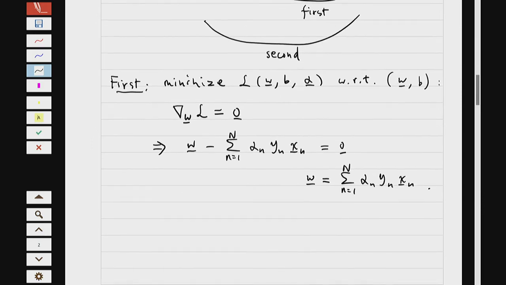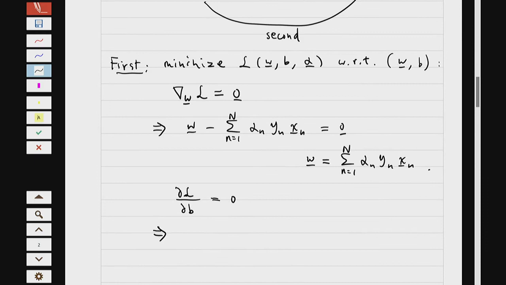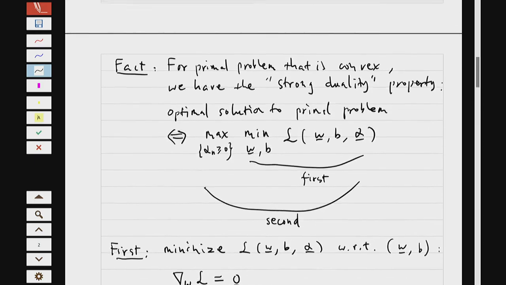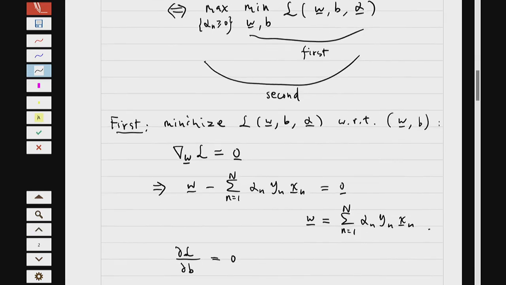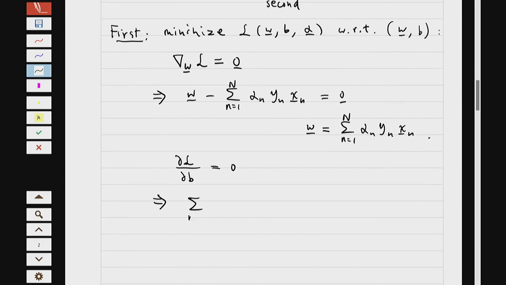And then we take the gradient with respect to b, but it's a scalar b, which means just taking the partial derivative with respect to b, equal to 0. What does this give us? What kind of function of b is this Lagrange function? Only one term involves b. It is linear, just something multiplying b. You just take the factor outside. So that says we have the sum from n equals 1 to N of alpha n times y n has to be equal to 0. So that coefficient has to be equal to 0.